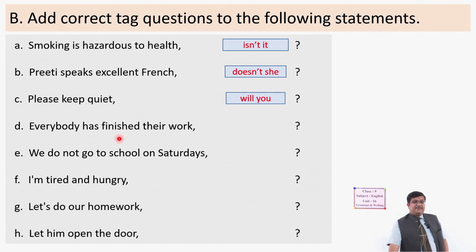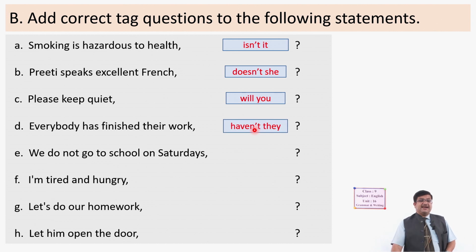D, everybody has finished their work. Can you guess what is the correct form of tag in the sentence? Yes, you are right. Haven't they? Why that happened there, we will be talking about later on also in golden rules. We do not go to school on Saturdays. What is the correct form of tag? Can you guess? Good. So, do we?